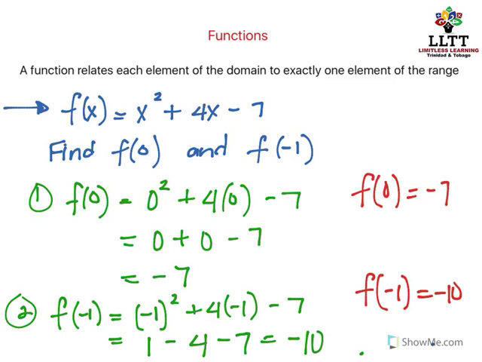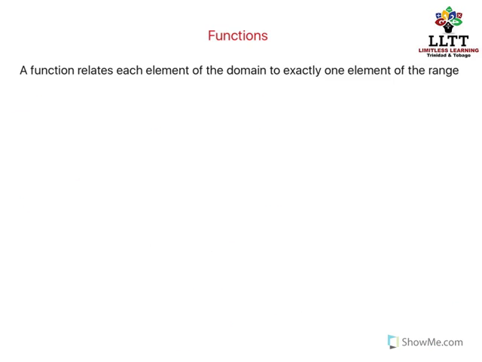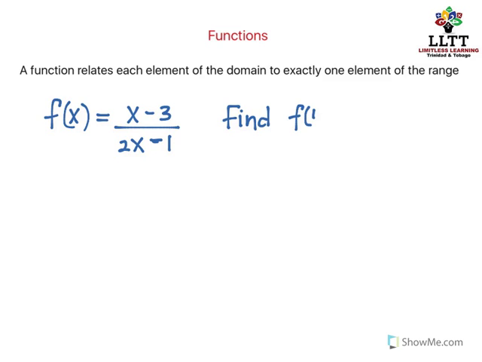Simple enough. Let's look at another example. I have another function, f of x. This is equal to x minus 3 divided by 2x minus 1. And I need to find f of 1 and f of 0. That's my question. So the first thing I want to find is f of 1, which basically is I want to find the f of x value when x is equal to 1. So everywhere that I see x in my function, I'm going to replace with the number 1.